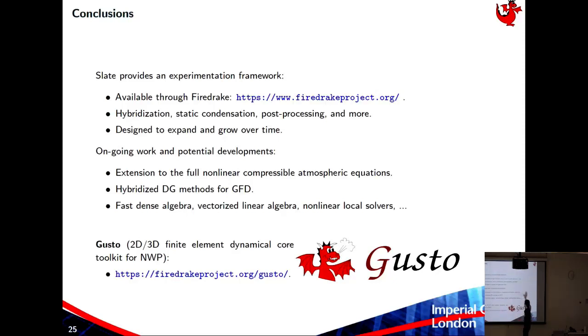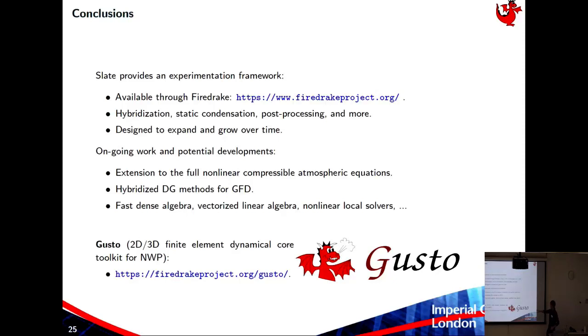Ongoing work: extensions to the 3D equations, the full compressible equations, are underway. There's also the question of, can we optimize the dense linear algebra that we produce? This is another problem that we might run into later on. And can we also generate smarter code? Can we do vectorized linear algebra? Can we do nonlinear local solve? Maybe you're solving a PDE which has coefficients that depend on a nonlinear PDE, and you need to do a sequence of Newton iterations in each element. This could potentially be the foundation we need to do that.